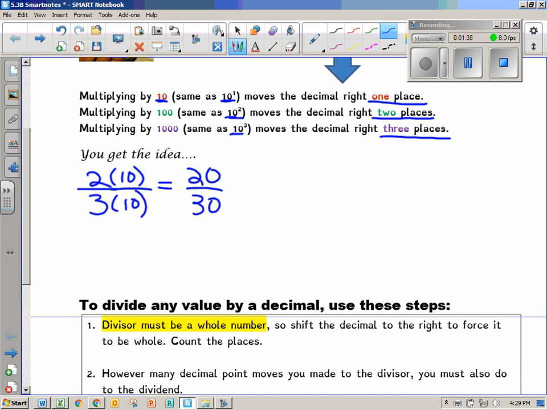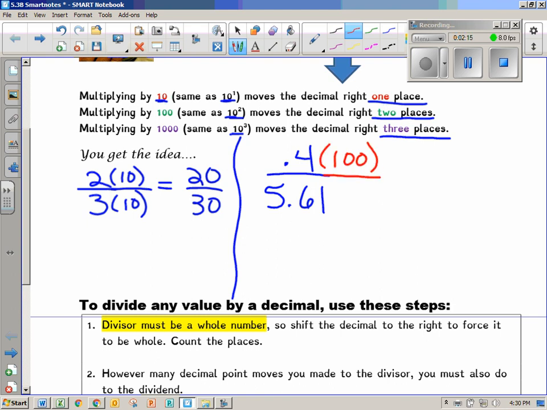So if I were to take some other looking division problem, say like 0.4 divided by 5.61. Now remember, the fraction bar really just means division. So I'm writing it this way on purpose right now just to show why our rule in a minute is going to work. If I wanted to make this divisor down here on the bottom, what you're dividing by, a whole number, I would need that decimal to move two places. So that is the same as me multiplying by 100.